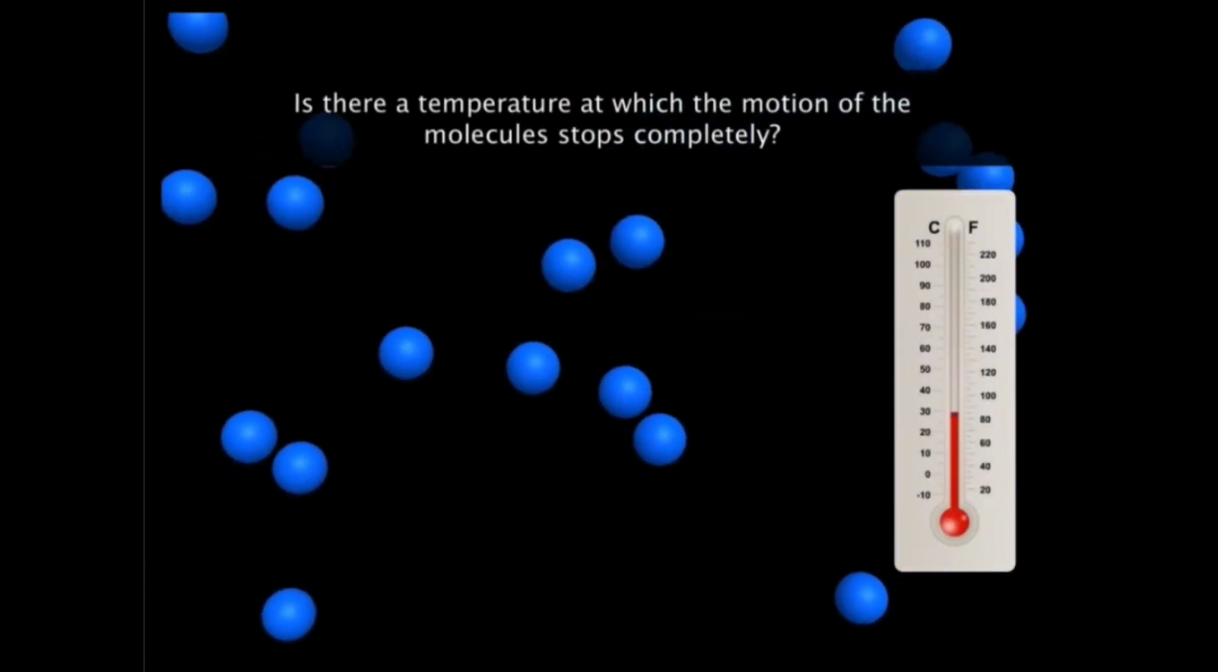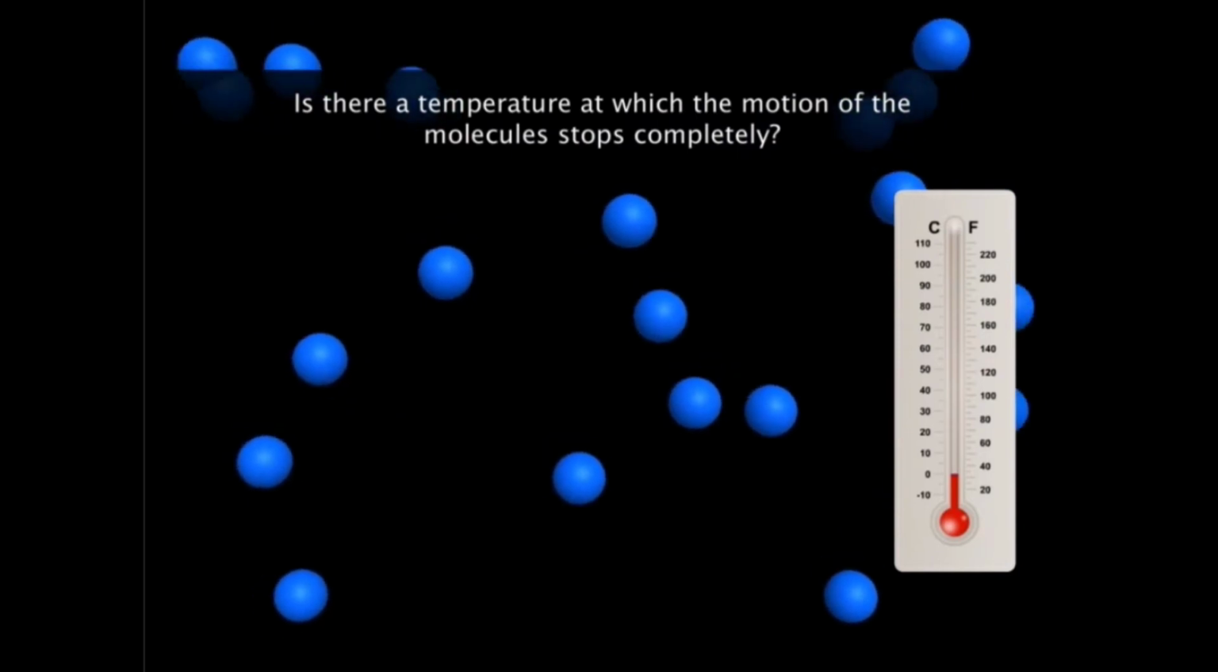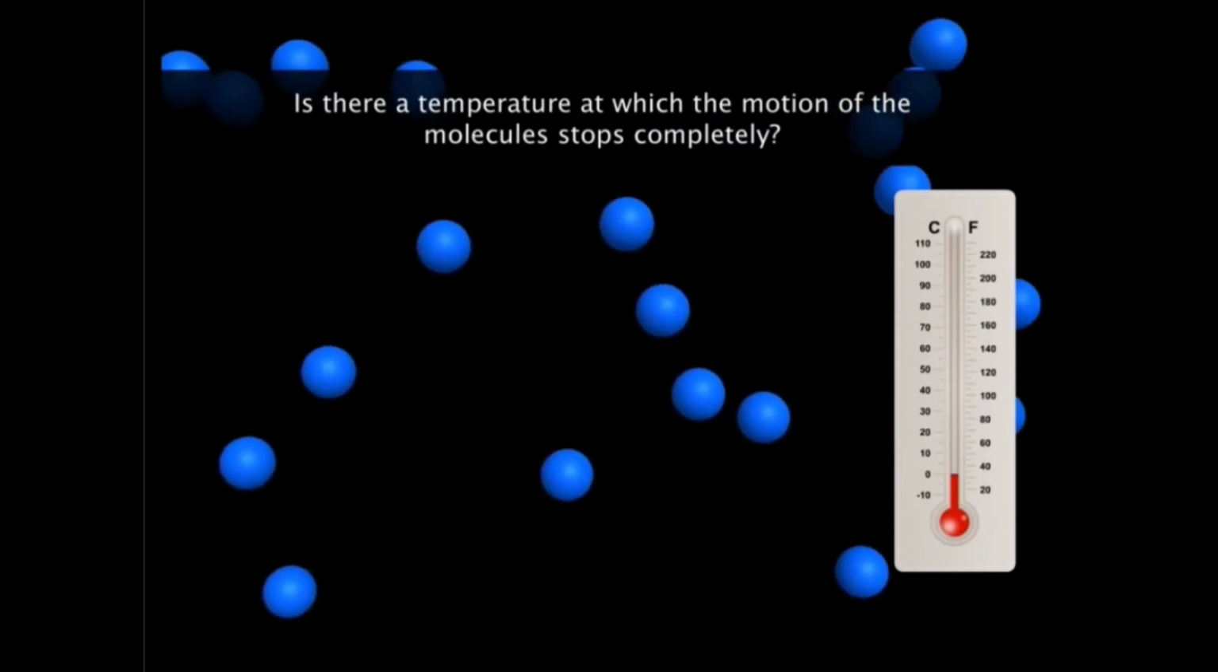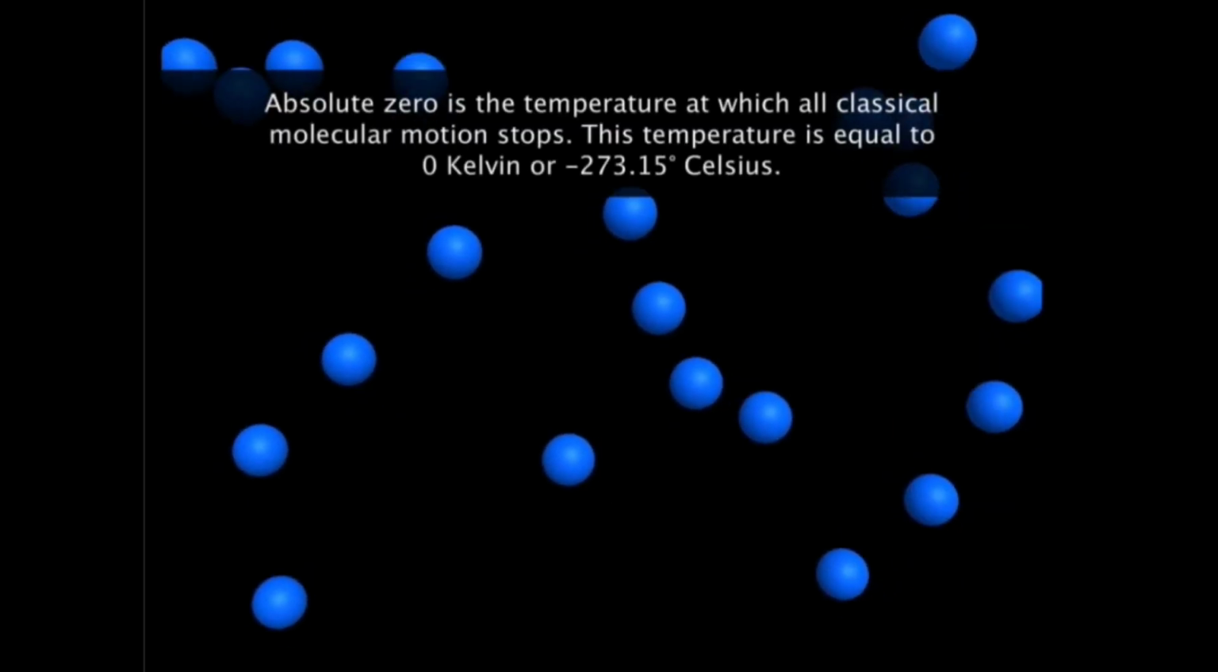Is there a temperature at which the motion of the molecules stops completely? At absolute zero, all classical molecular motion stops. Absolute zero is equal to 0 Kelvin, or minus 273.15 degrees Celsius. However, molecules cannot cease all motion. So at 0 Kelvin, they still vibrate with a certain energy, known as the zero point energy.